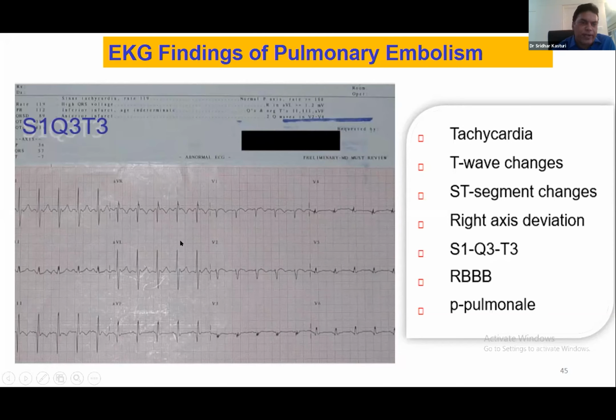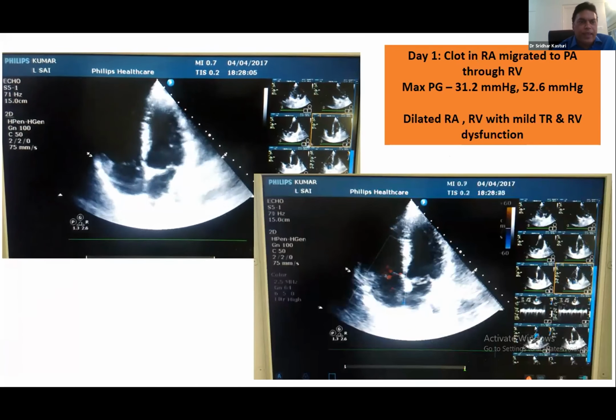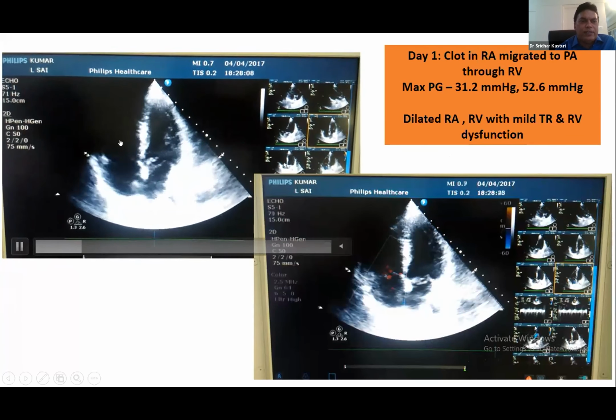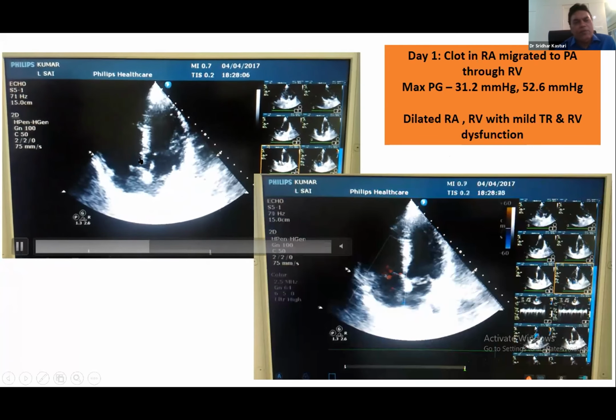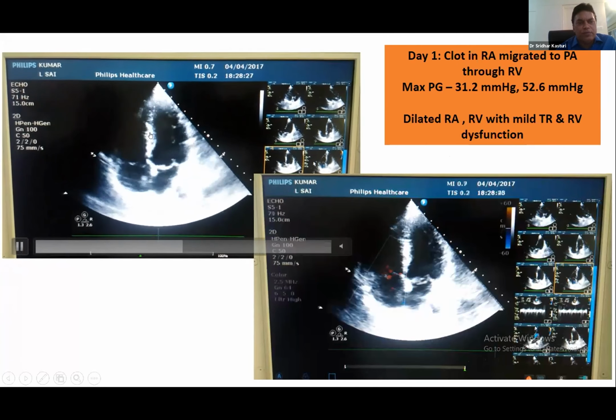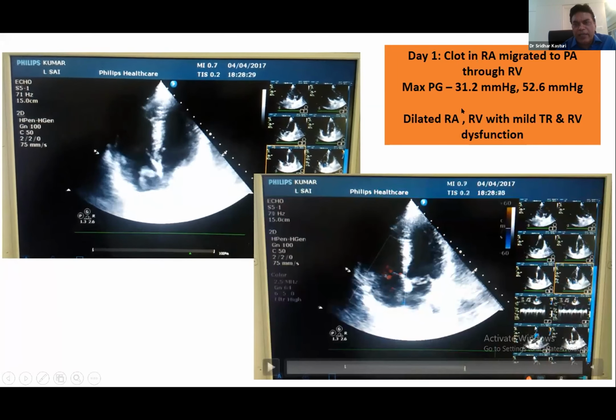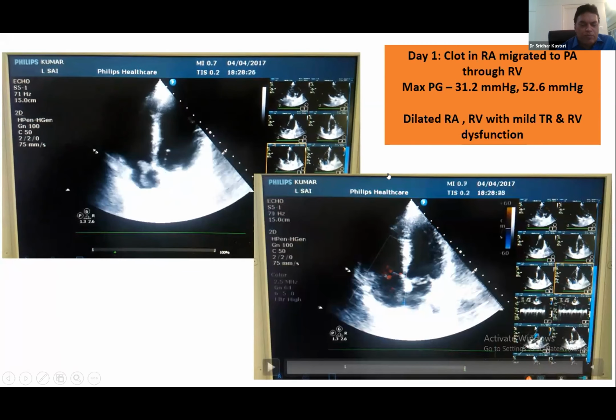But if you see a patient without any significant coronary ECG changes, and the echo is not showing any significant RWMA of the LV, but the patient has RV hypokinesia and dilated RA and RV, always think of pulmonary embolism. You can see here a dilated right ventricle and a free-floating thrombus in the right atrium. Rarely do you see this type of picture. It migrated to the pulmonary artery and led to pulmonary embolism.